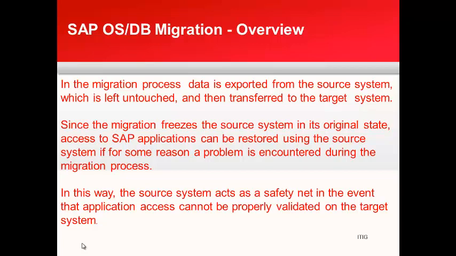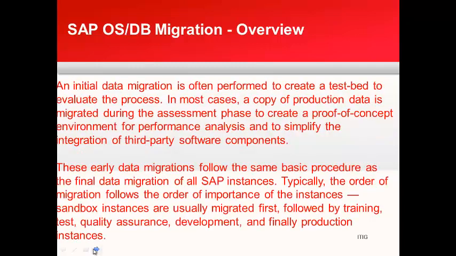In this way the source system acts as a safety net in the event that the application cannot be properly validated on the target system. An initial data migration is often performed to create a test bed to evaluate the process. So before we can carry out the production migration, we go through a rigorous cycle of different iterations and tests, and only then do we migrate the system into the different environment.